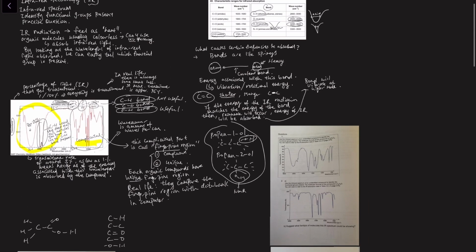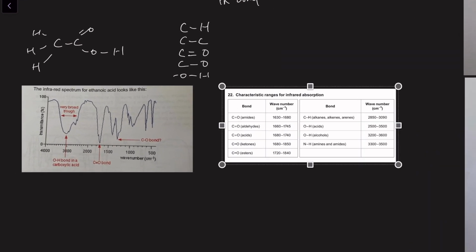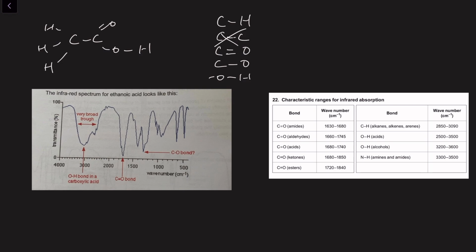So referring back to the data book, we can see that the C-C bond is not there. So it is not in the data book. Because it's not in the data book, we really can't do anything about it. The C-H bond we have already talked about before is present in every molecule, so it is really not useful.